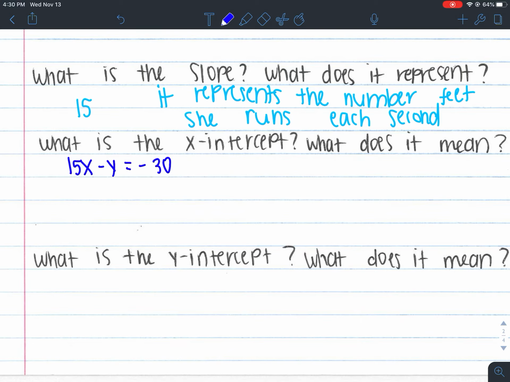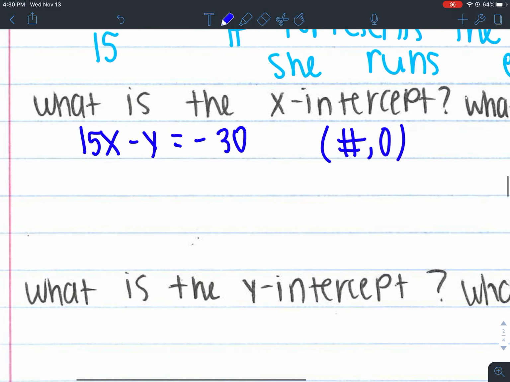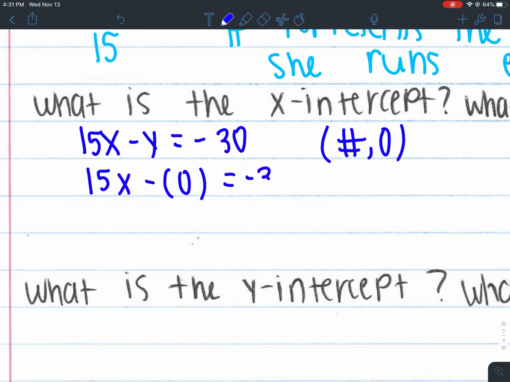Well, how do I know what an x-intercept looks like? The x-intercept looks like number comma 0, right? That's what the point looks like. So where would you plug in a 0, for the x or for the y? You would plug it in for y because the 0 is in the y value place. So you would have 15x minus 0 equals negative 30. You're replacing y with 0.